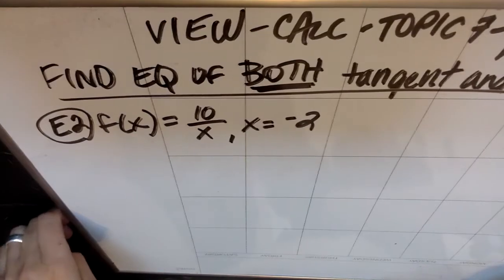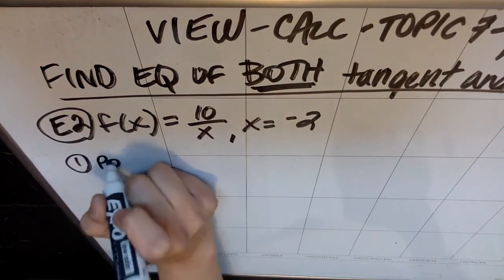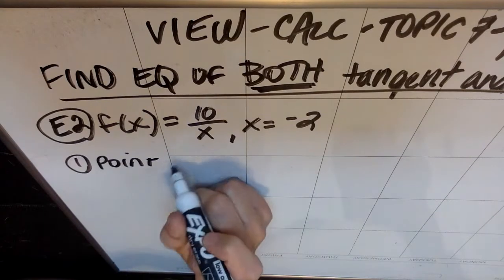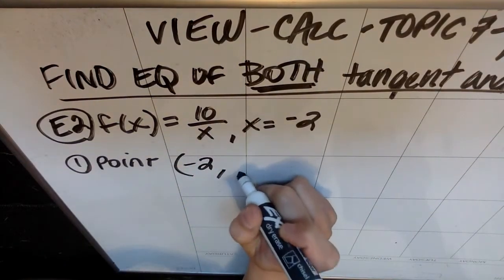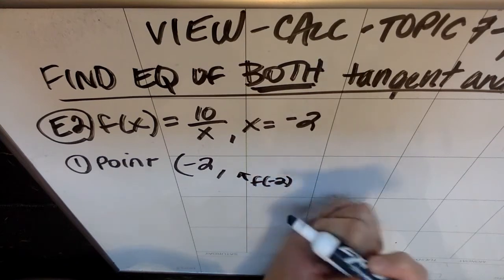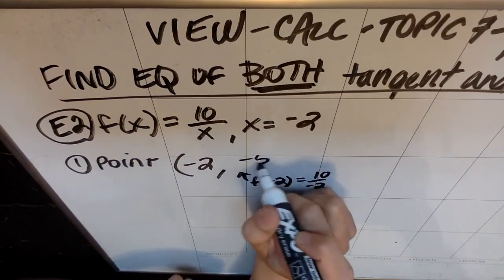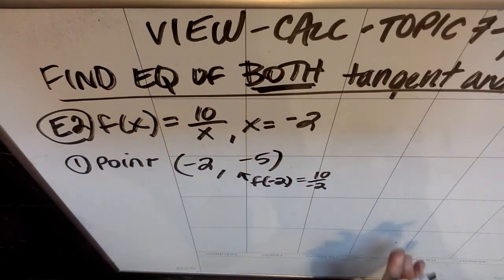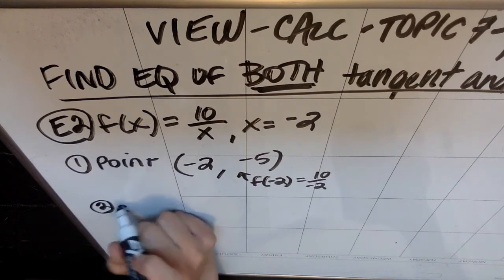Okay, so to find the equation of any line, I need two things. The first thing I need is a point. So I'm going to get that point by plugging in x is negative 2 into the original function, so I'm going to use f of negative 2. That's going to end up being 10 divided by negative 2, which is negative 5. So my point is (negative 2, negative 5). Great. The second thing I need is a slope.